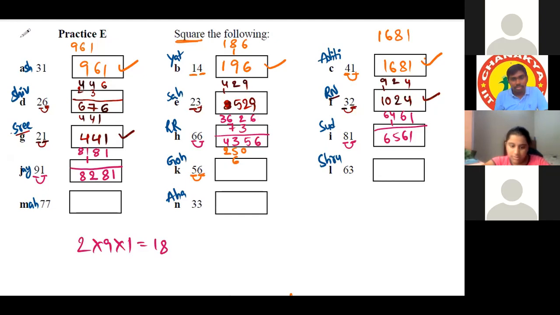No, 6 duplex is how much? 6 square. Sorry, sir, I was doing 6 into 2. 6 square is 36, sir. 3 here, 6 up. So we'll get the answer as 3136. That's all.